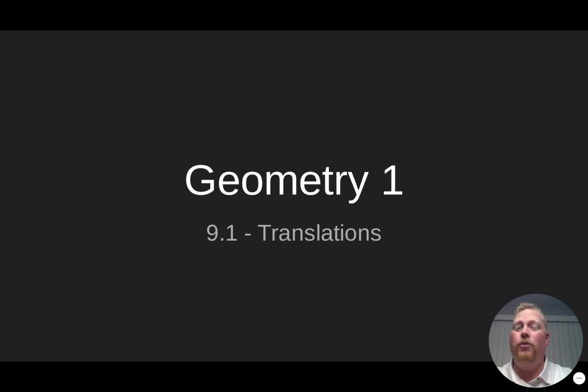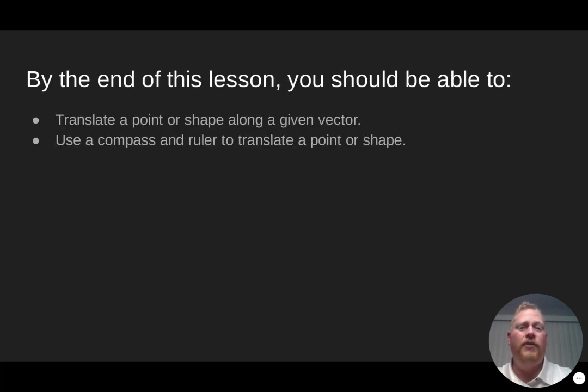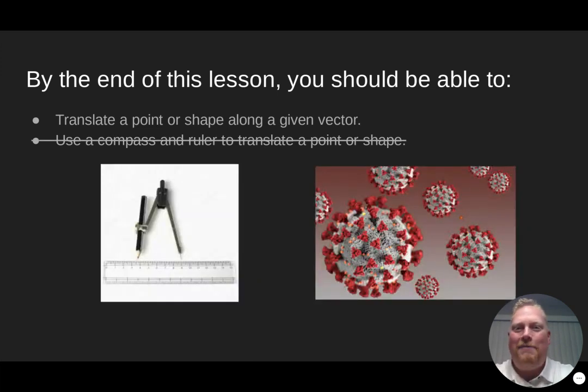But we're going to be talking about that in more detail along with composition of transformations, dilation, and symmetry. So by the end of this lesson, you should be able to translate, which is to shift a point or a shape along a given vector. We're also going to talk about how to use a compass and a ruler in order to translate a point or a shape. Actually, that's what we would be doing normally, but in the height of the pandemic, we are not going to be doing compass and ruler stuff.